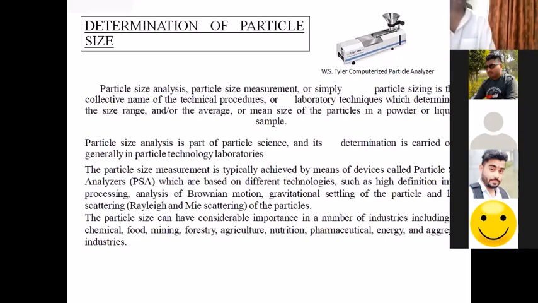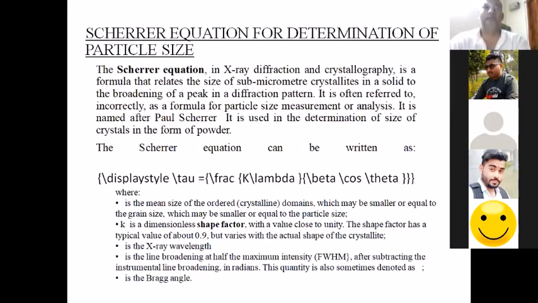Now we discuss a method, the Scherrer equation, for determination of particle size. The Scherrer equation in X-ray diffraction and crystallography is a formula that relates the size of sub-micrometer crystallites in a solid to the broadening of a peak in a diffraction pattern. It is often referred to incorrectly as a formula for particle size measurement or analysis. It is named after Paul Scherrer. It is used to determine the size of crystals in the form of powder.